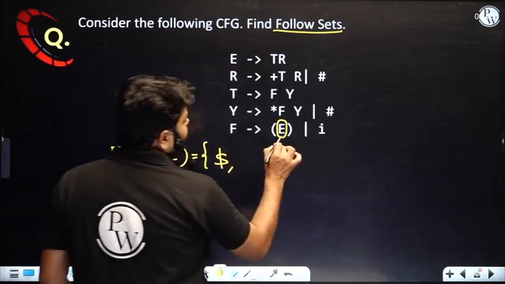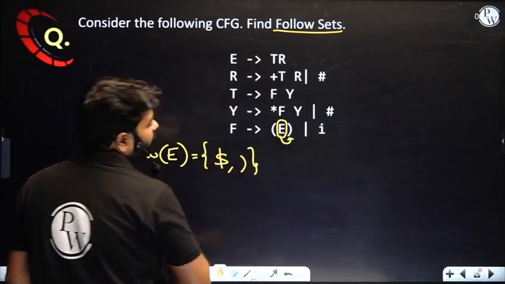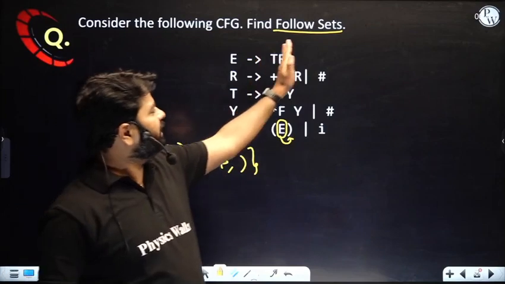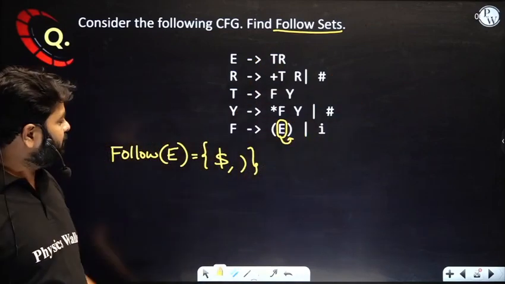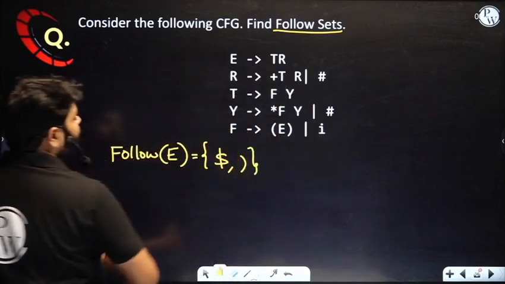Now after E, who is there? The first terminal, right parenthesis. That's it. In the whole grammar, you have E at only one place on the RHS. So the answer is so easy. That's the follow of E.